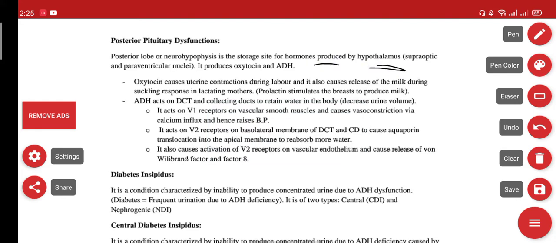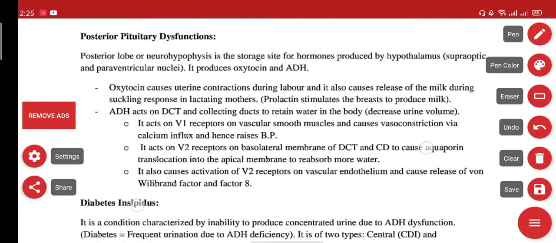So it is not actually a gland. We know that the anterior pituitary is the main gland, whereas the posterior pituitary is more of a storage site for the hormones that are produced by the hypothalamus. And in the hypothalamus, the supraoptic and the paraventricular nuclei are the areas where these hormones are synthesized. Now the posterior pituitary releases oxytocin and antidiuretic hormone.